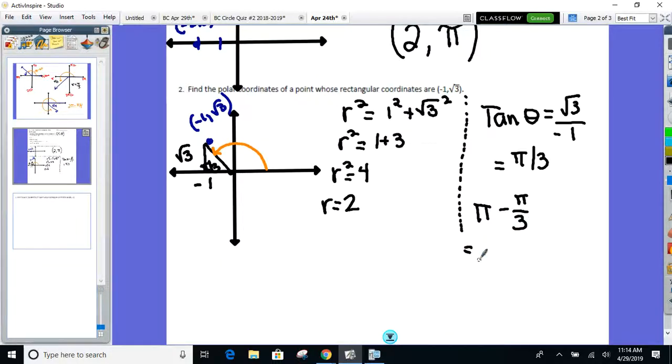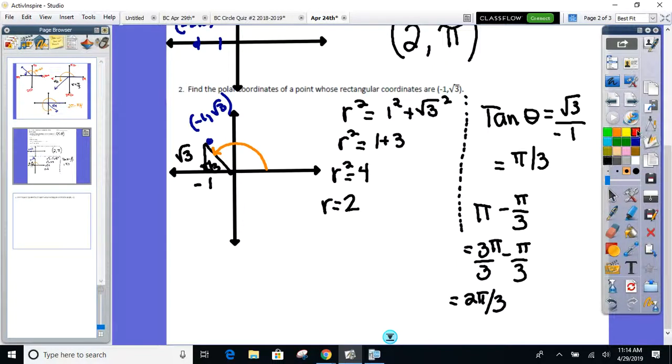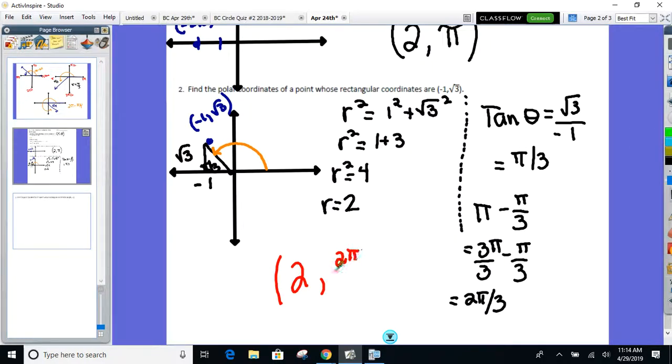What do I change this to make a denominator of 3? 3 pi over 3 minus pi over 3. What's my angle? 2 pi over 3. So the final coordinate, 2 comma 2 pi over 3. Always use tangent. Always use tangent because you already have the opposite and the adjacent. Take a quick breather. Questions there?